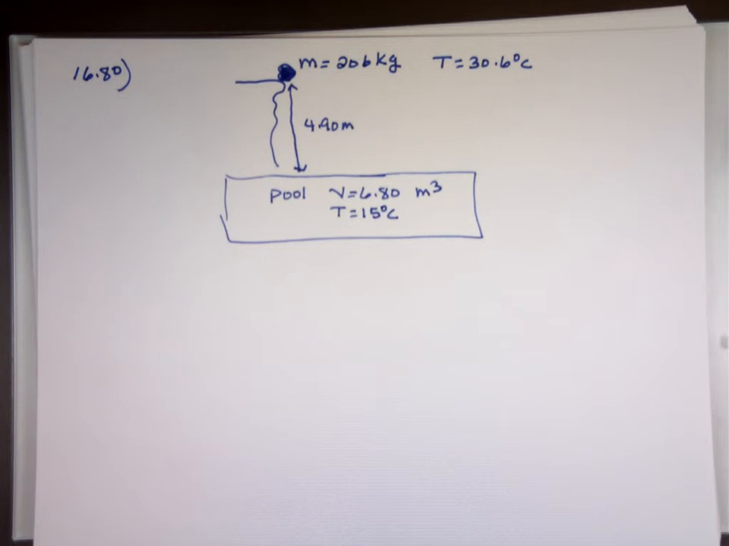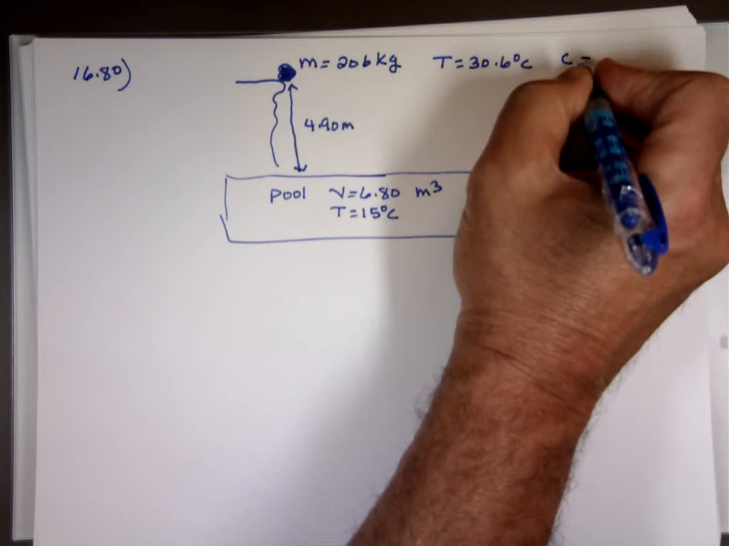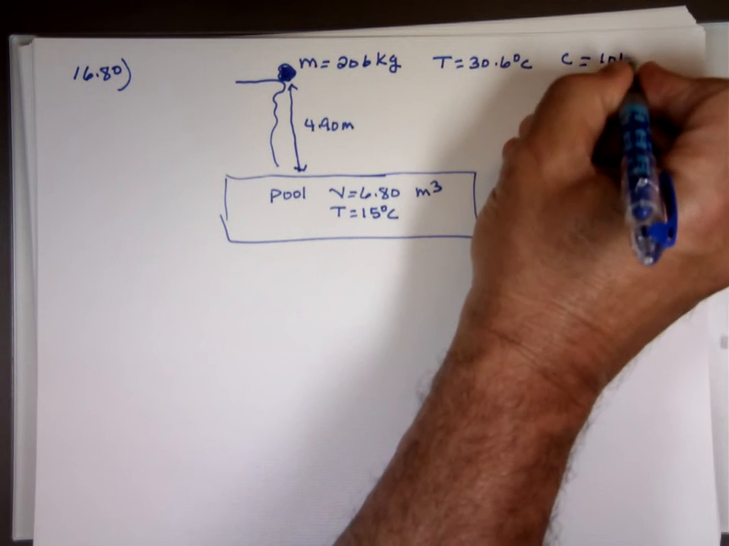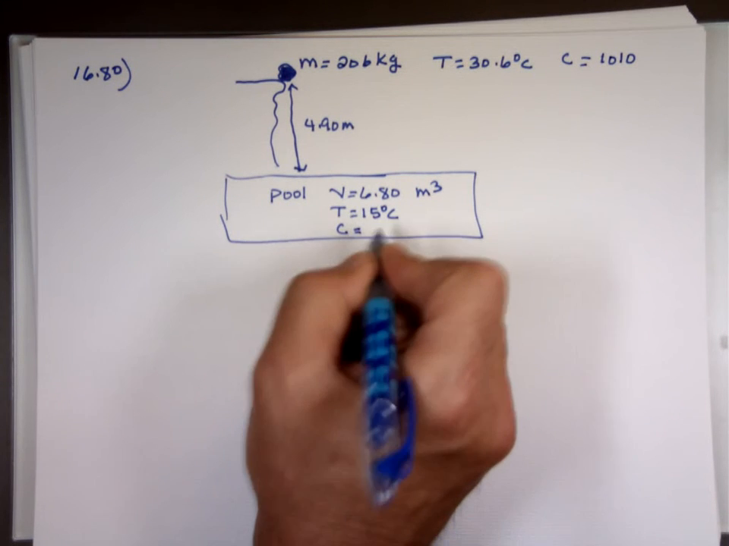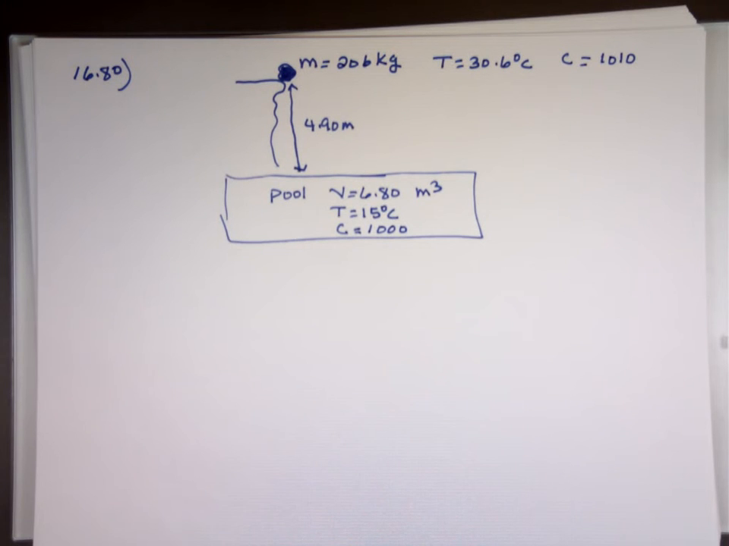Assume the specific heat for the rock, c for the rock, is 1010. The pool, I'm assuming, is clean water, not salty water. The c for the pool is 1000. And the question, what's the final temperature of the pool?